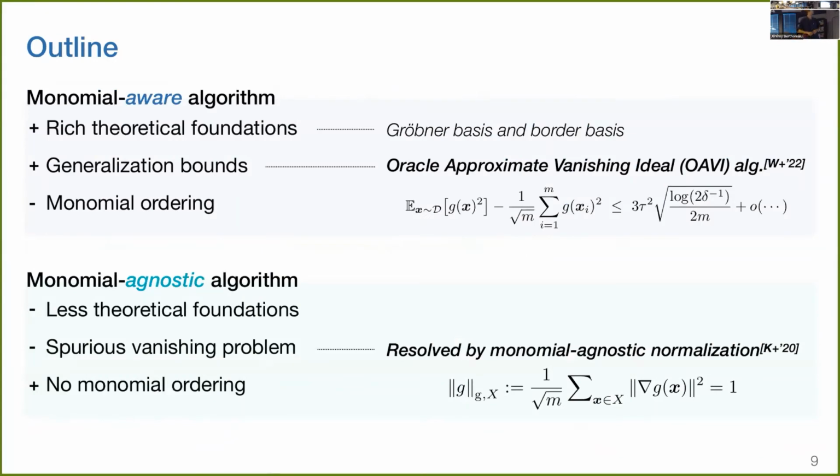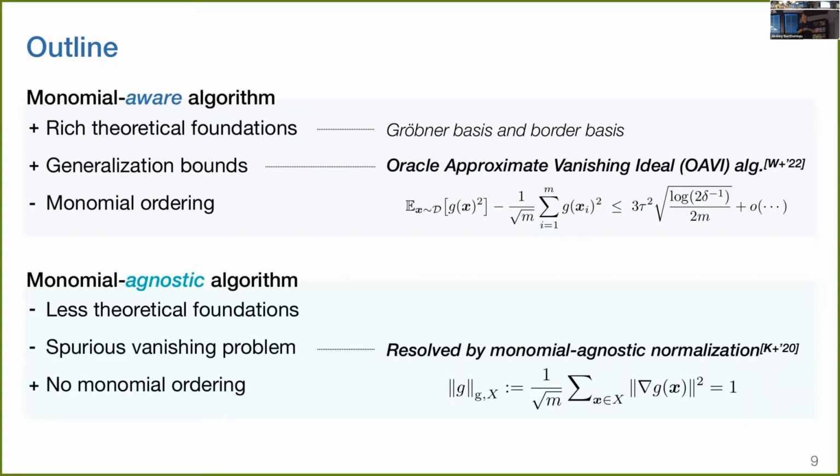Okay. So the blue part and green part can be rephrased in this way. So we have two types of algorithm. One is developed mostly in computer algebra, and the other is developed mostly in machine learning. And the first one can be called monomial aware algorithm. Okay. So why is it monomial aware?